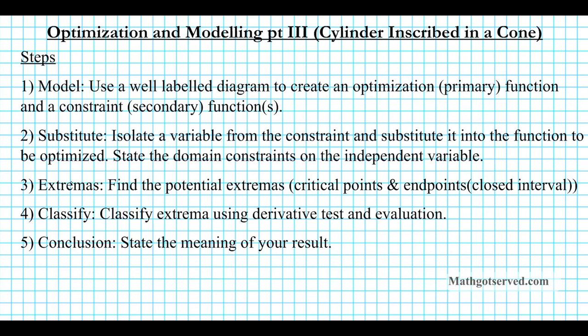And then you also state the reasonable domain for your new function in terms of just one variable. In part 3, you're going to find the potential extrema. Those include the endpoints and the critical points. Endpoints are applicable to just closed interval situations. And in part 4, you're going to classify your extrema. Using the second derivative test is basically the fastest way to do that. And then lastly, you just state the meaning of your result.